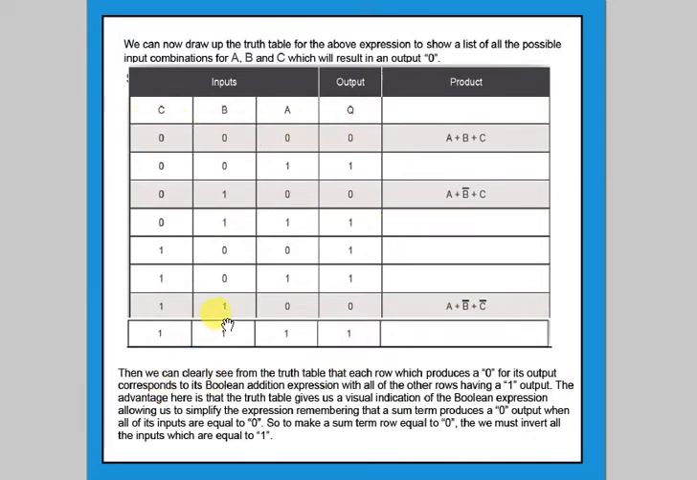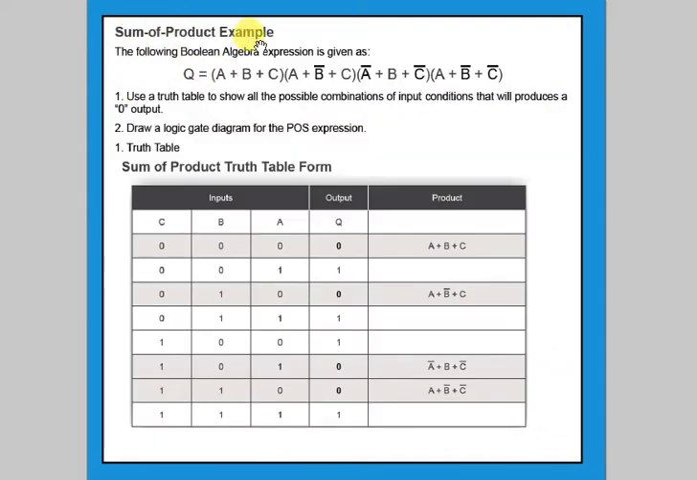Again, the same table is written over here, now with the Q expression having 1, 2, 3, 4 products. This is now the product of sums, where the sums are being multiplied. So using the truth table, we have three inputs, but with four expressions.